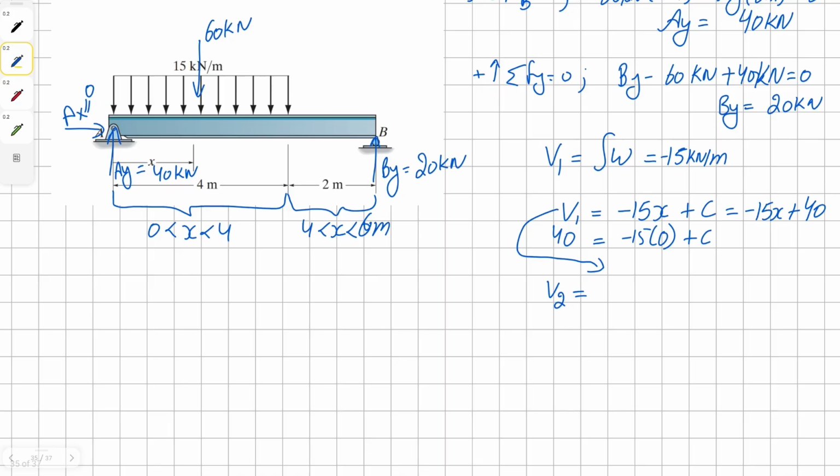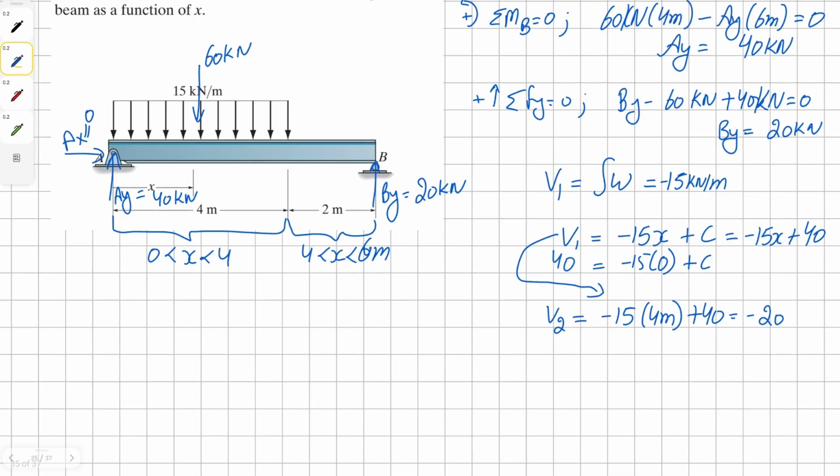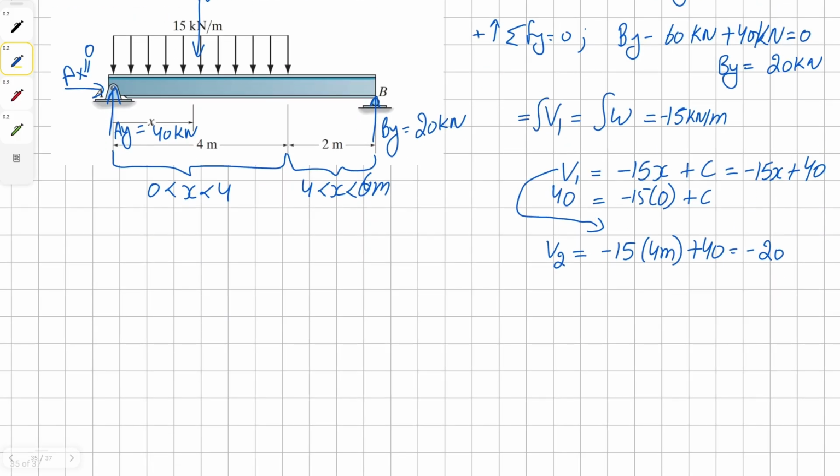So we know we have negative 15x, and we know that region 2 starts at 4 meters plus 40 from the original shear. So solving this equation, we get our solution as negative 20 for our shear for region 2. And now as for the moment, we know if we take integral of each of the shear, we can get our moment.